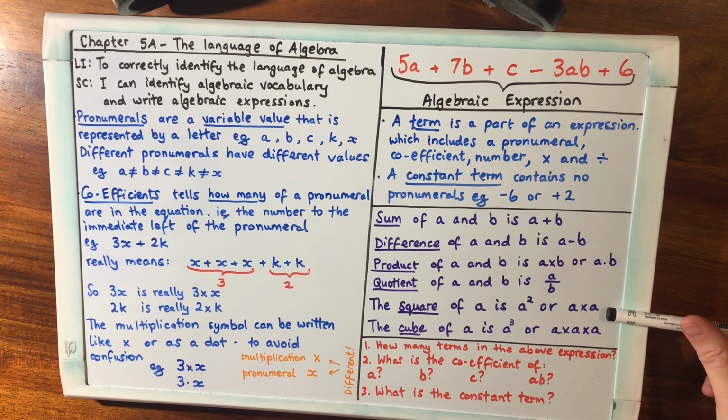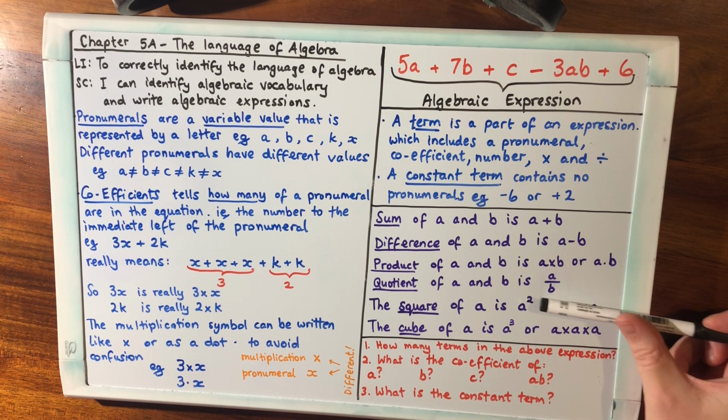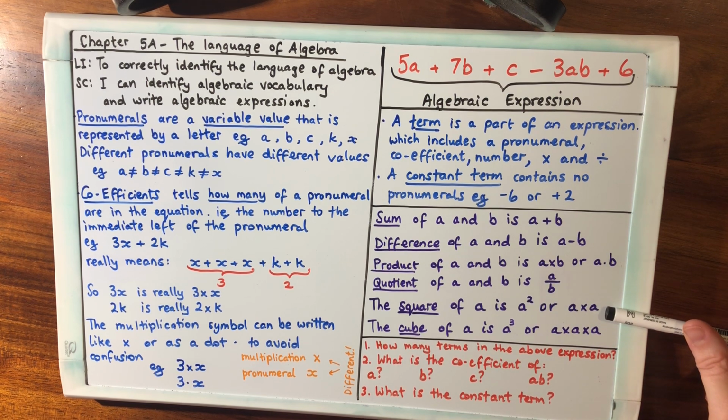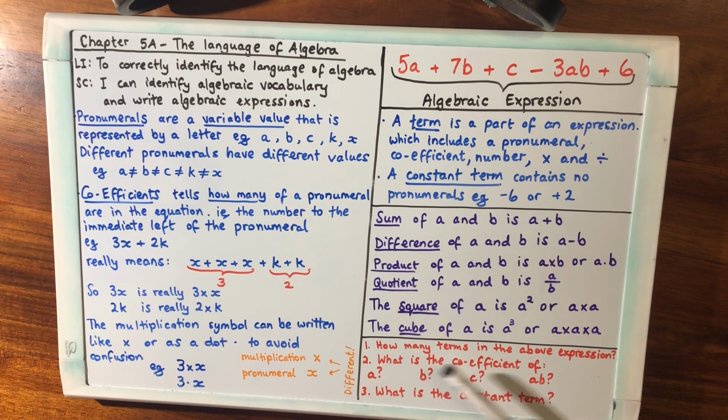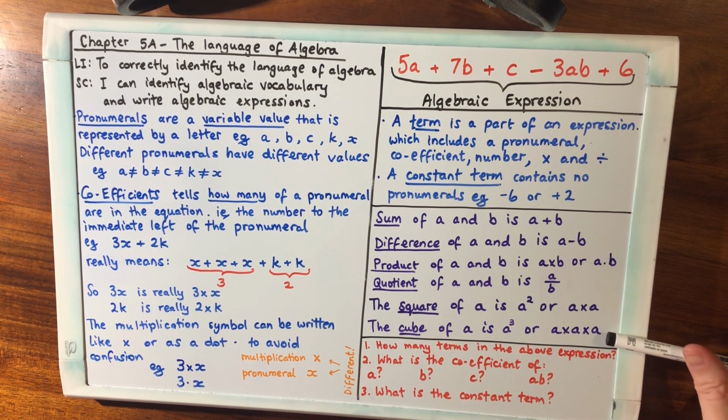The square. The square of pronumeral a is written like this, a to the power of 2, or just a times a. And the cube of the pronumeral a is a to the power of 3, or a times a times a.